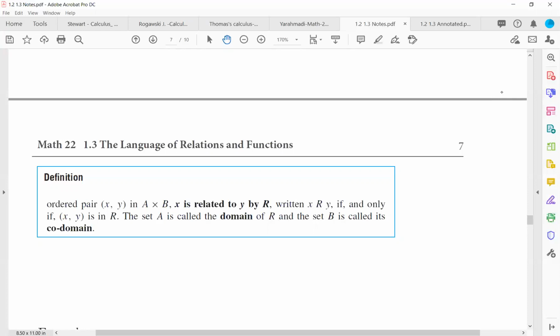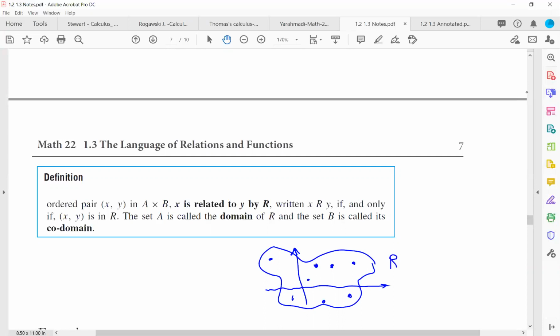When we are talking about functions, we have domain and range. Remember that here we are talking about a relation. What is a relation? A relation is a bunch of points in XY plane. X-axis, Y-axis, here you have some points. This collection is called R, or just a relation between these points, relation.